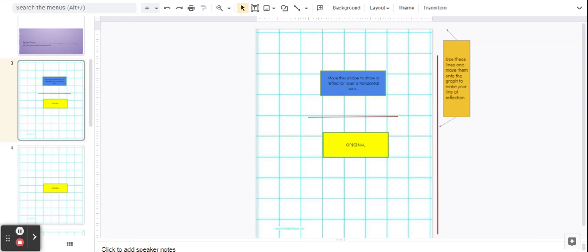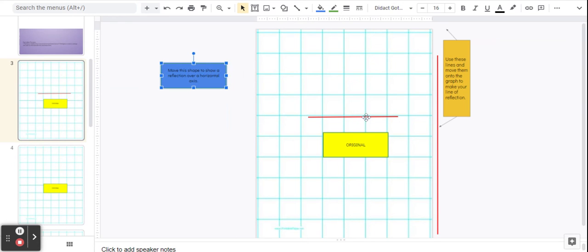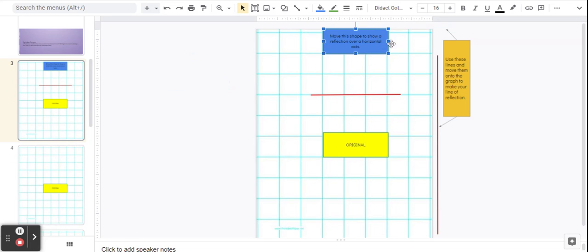Now, if I wanted to, I could put my horizontal line of reflection right here, 2 grid spaces away. And then in that case, I would be 2 grid spaces away from my original image, just like that. Okay, so it does need to be a match on either side.